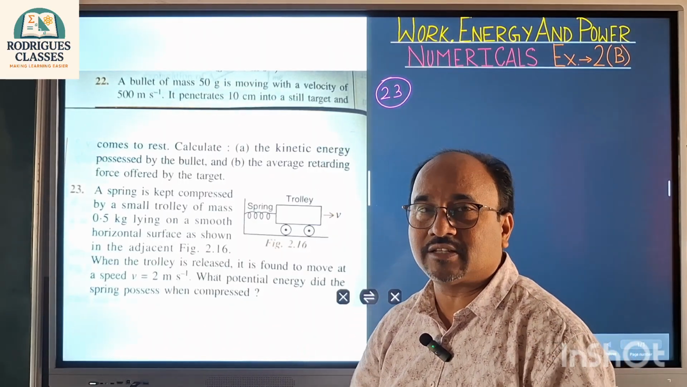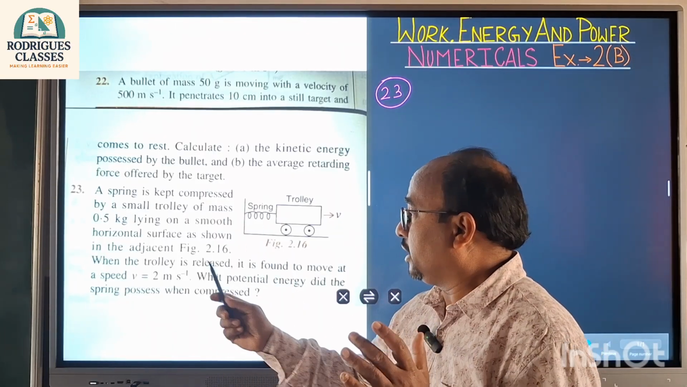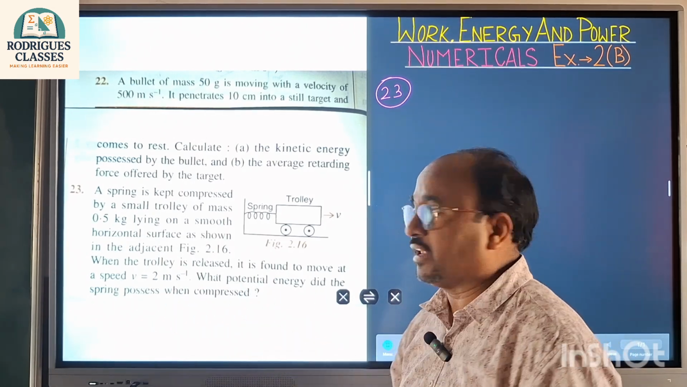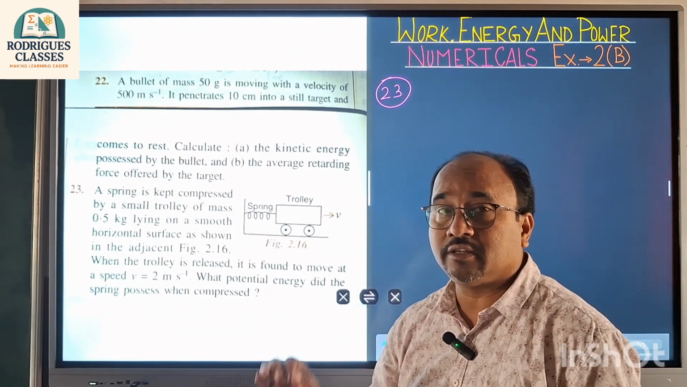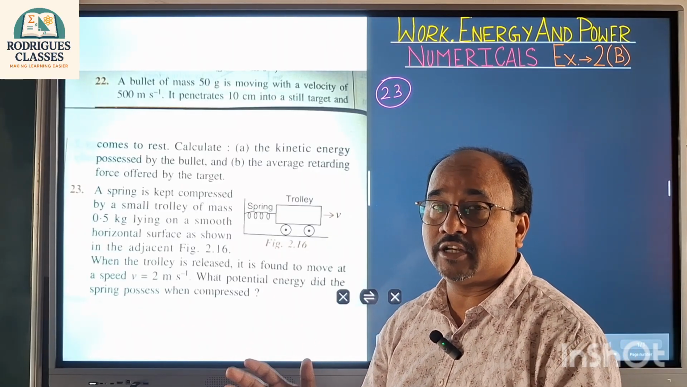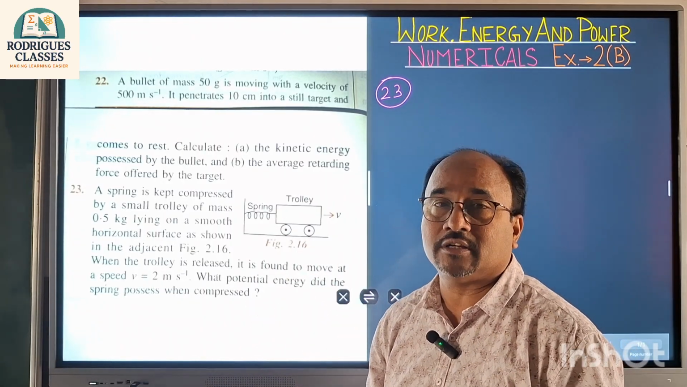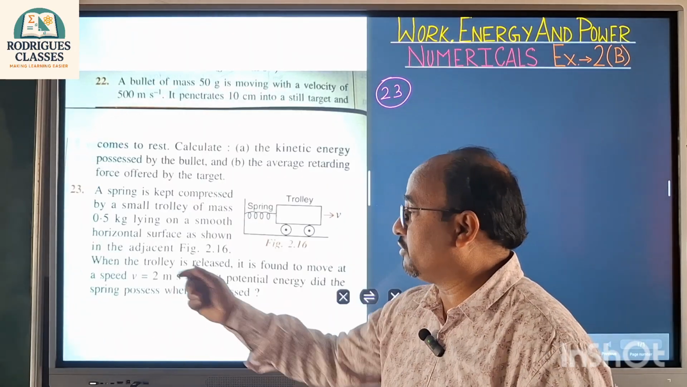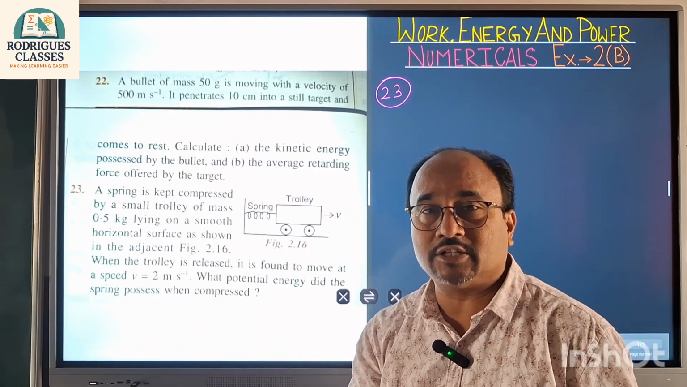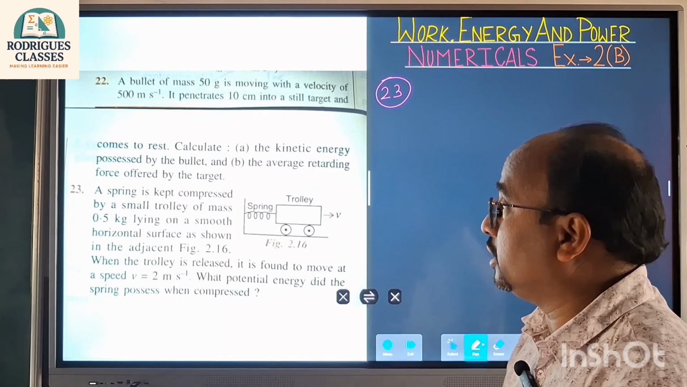Because once it is released, it begins to move because there was potential energy stored over here. It moves with a velocity of 2 meter per second. We are asked what potential energy did the spring possess when compressed. So first of all, know that the potential energy here is elastic potential energy, the potential energy when the spring's shape is changed. So it is compressed and kept, it is having some potential energy. And when it is released, it moves with a velocity of 2 meter per second. So it gets kinetic energy. So here also, the potential energy of the compressed spring will be equal to the kinetic energy. So you'll be applying that concept only over here.